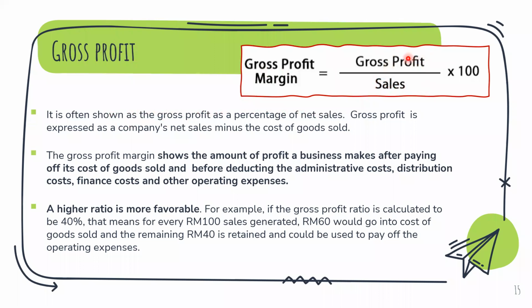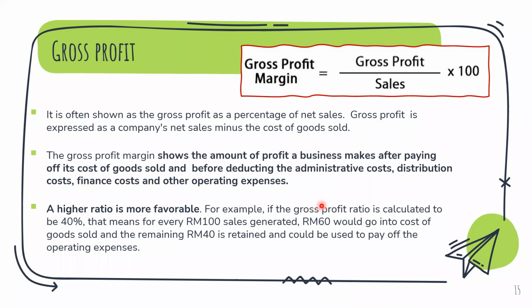The gross profit here is expressed as a company's net sales minus the cost of goods sold. Gross profit margin shows the amount of profit a business makes after paying off its cost of goods sold and before deducting the administrative expenses, distribution expenses, finance expenses, and other operating expenses. Basically, a higher ratio is more favorable.